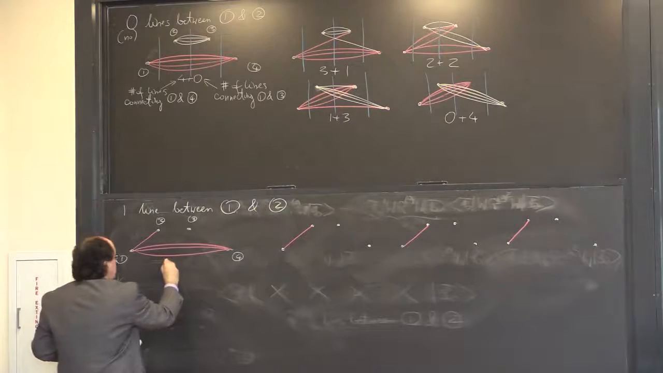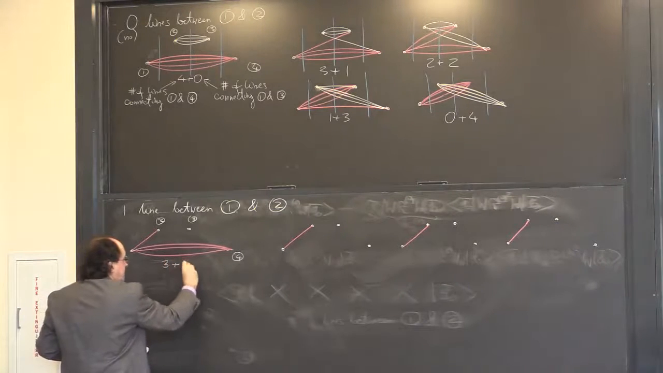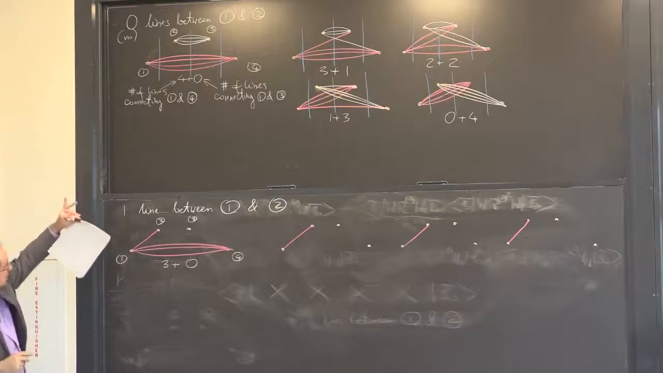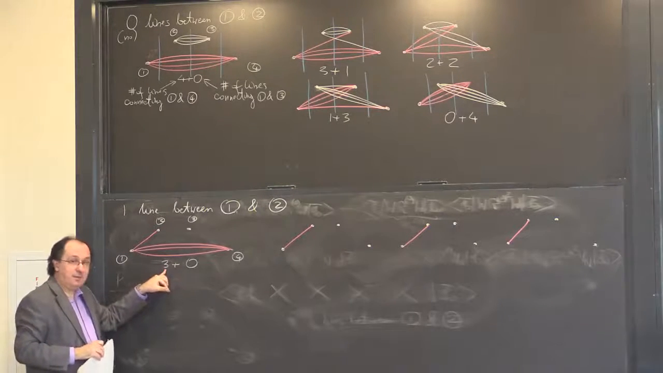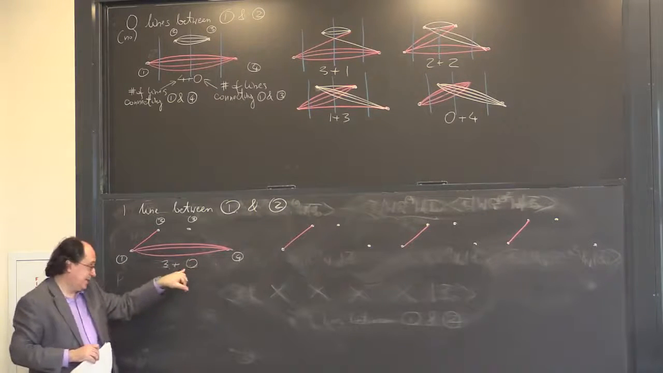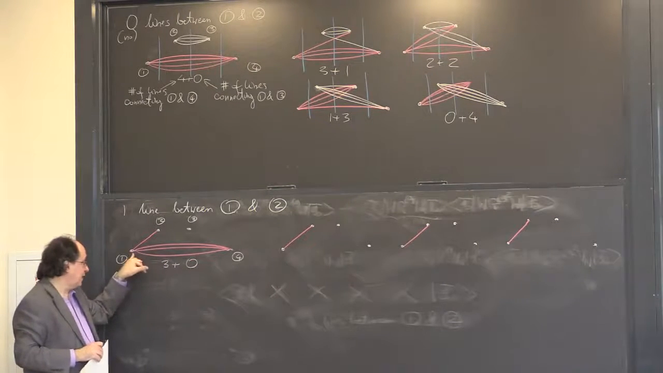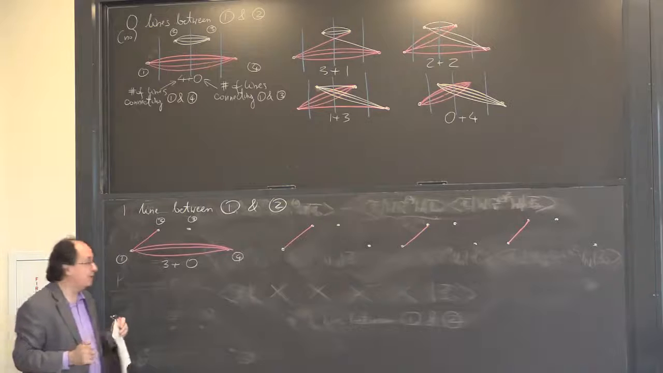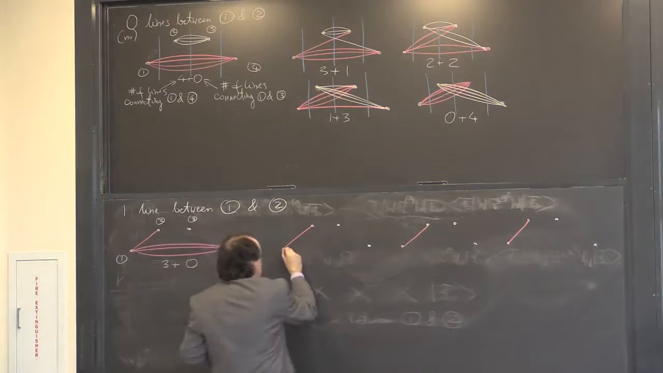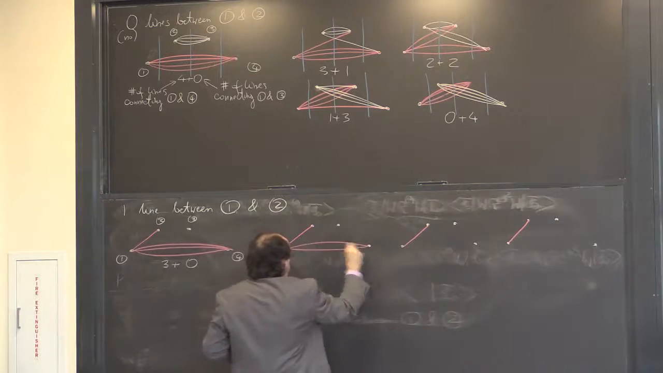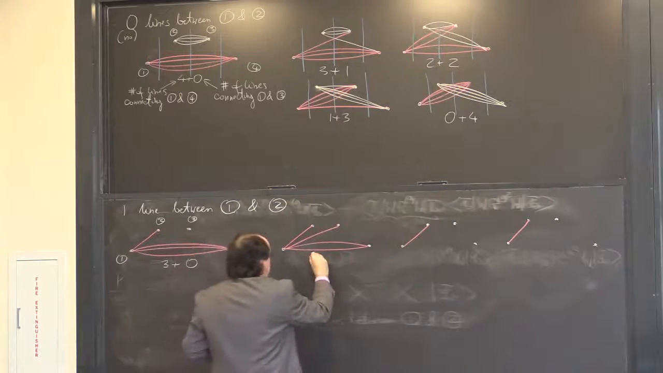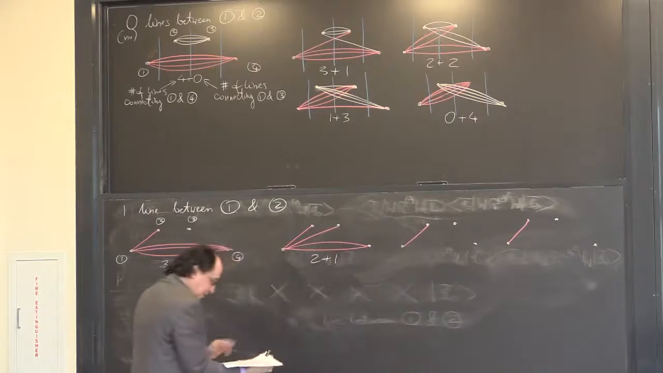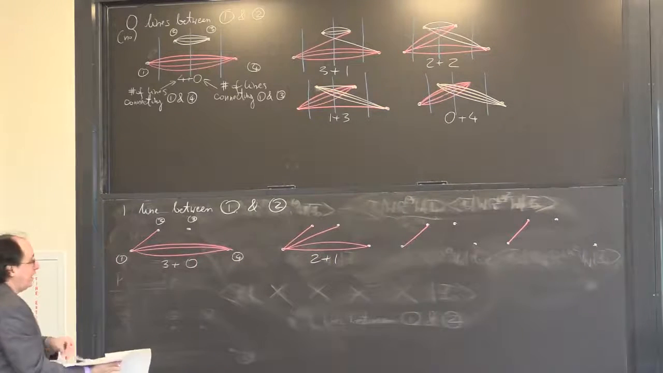This case will be called 3 plus 0. I'm still following our convention. The first number tells you the number of lines connecting 1 and 4. The second number tells you how many lines are used to connect 1 and 3 within this category. Then we'll have 2 lines here and 1 line going to 3. That's going to be 2 plus 1 in our notation.